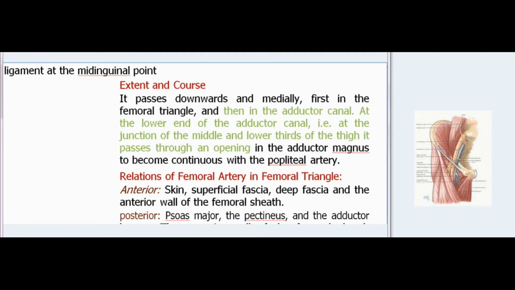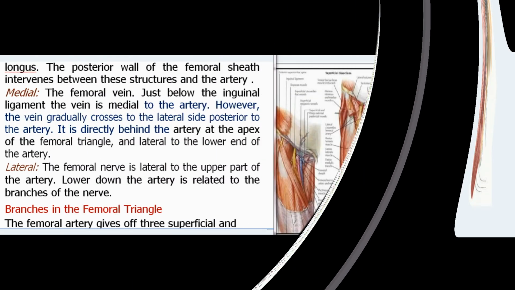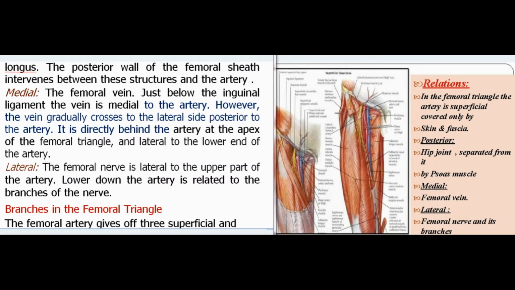Posterior: psoas major, the pectineus, and the adductor longus. The posterior wall of the femoral sheath intervenes between these structures and the artery. Medial: the femoral vein. Just below the inguinal ligament the vein is medial to the artery. However, the vein gradually crosses to the lateral side posterior to the artery.